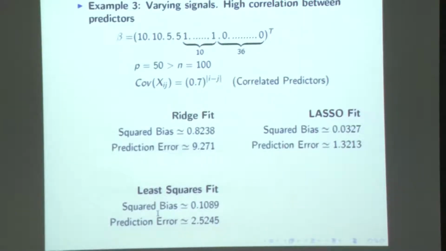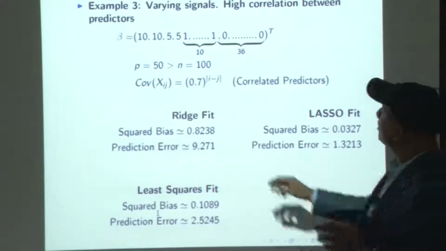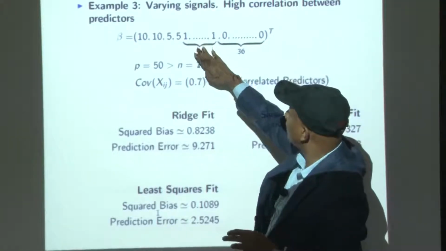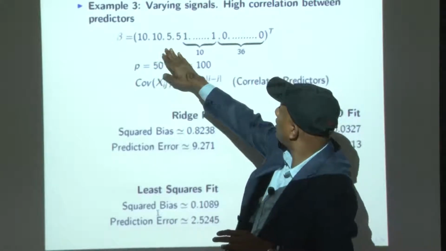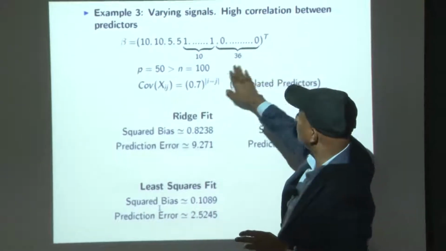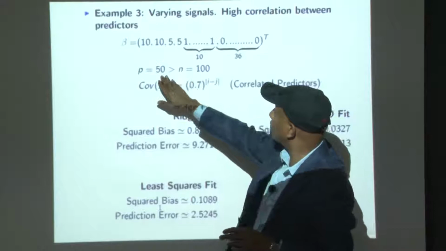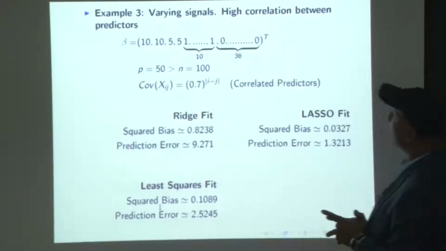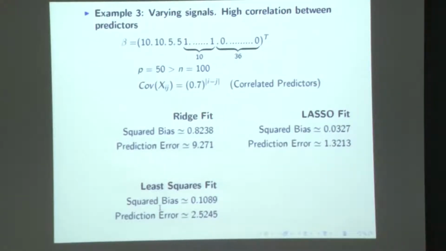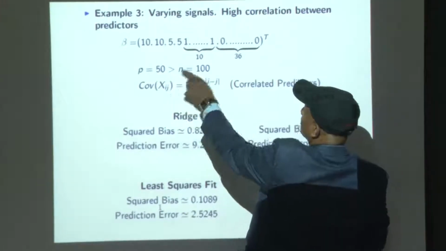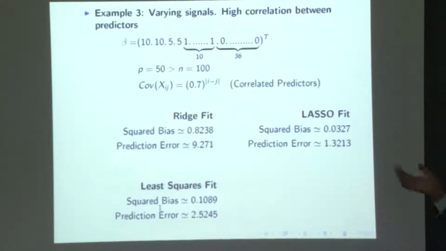Let's look at another signal, kind of a mix. So 10 of them are like this, 36 are 0, and a much smaller scale, p equal to 50, n equal to 100. So it is not really p bigger than n. How come p is bigger than n? It's a typo. But it is just another situation.